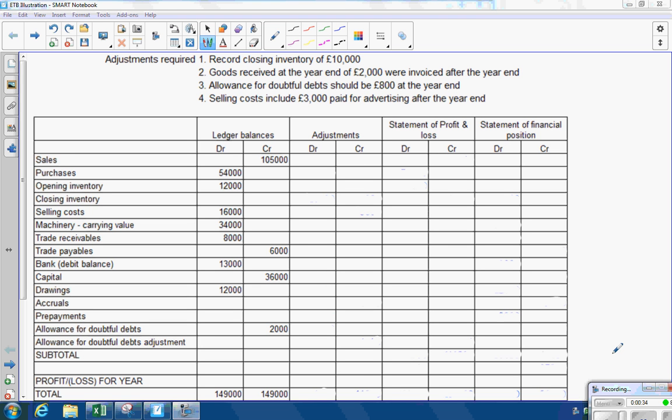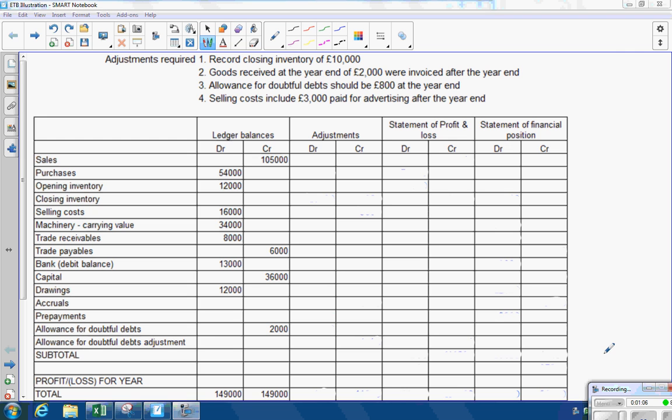The first thing we need to do is record the adjustments. Now these are given at the top of the screen and there are 4 of them. All of these will be recorded in the adjustments column of the ETB. The first one is to record closing inventory of £10,000. Now inventory at the year end is recorded using a journal: debit inventory, credit inventory. So that's what we're going to do.